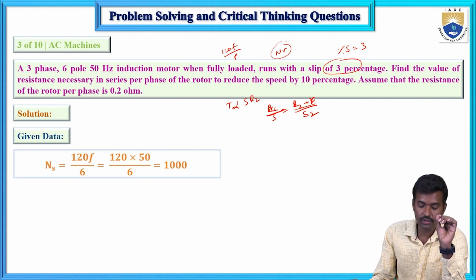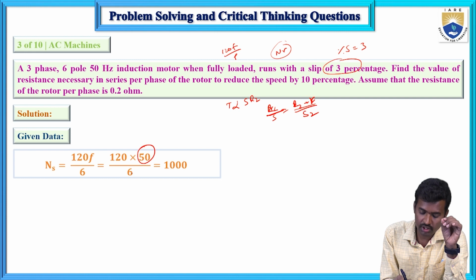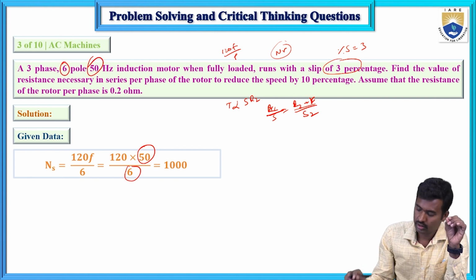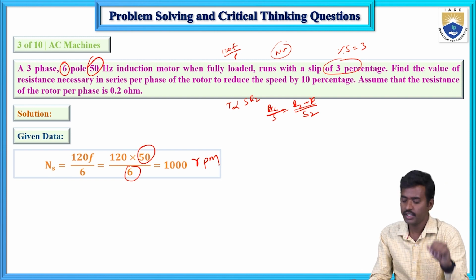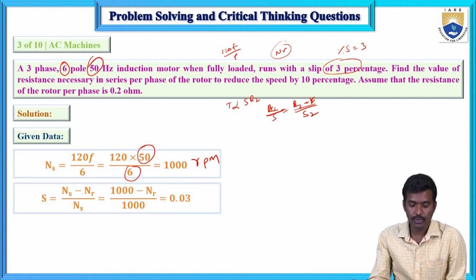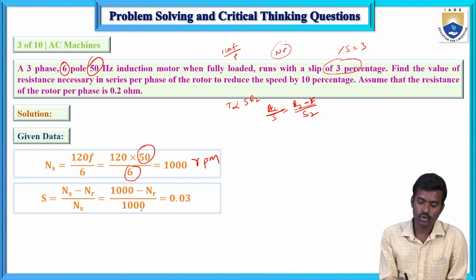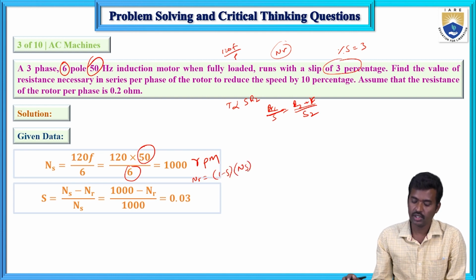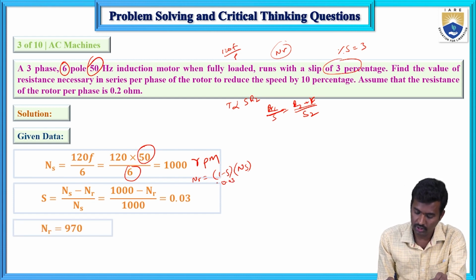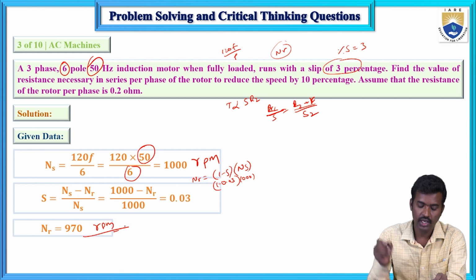So first we calculate the synchronous speed. Ns equals 120 F by P, with frequency 50 and 6 poles, that is 1000 RPM. Slip is 3%, as mentioned, and the running speed equals 1 minus S into Ns. That is, with slip 0.03, 1 minus 0.03 into 1000, so the running speed is 970.